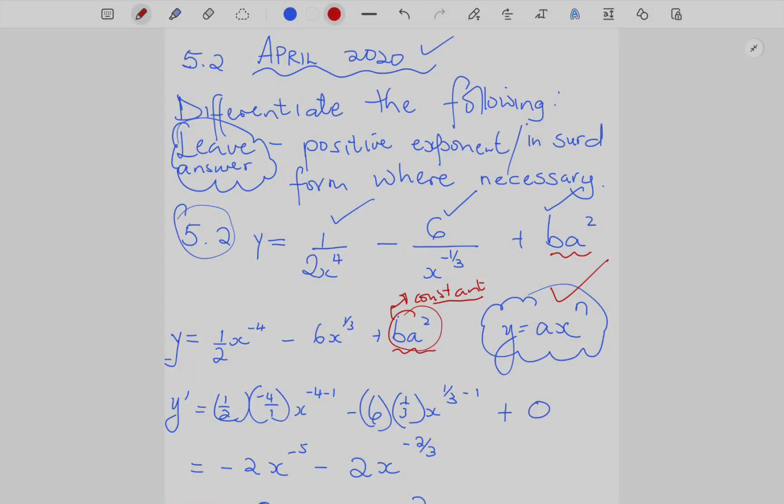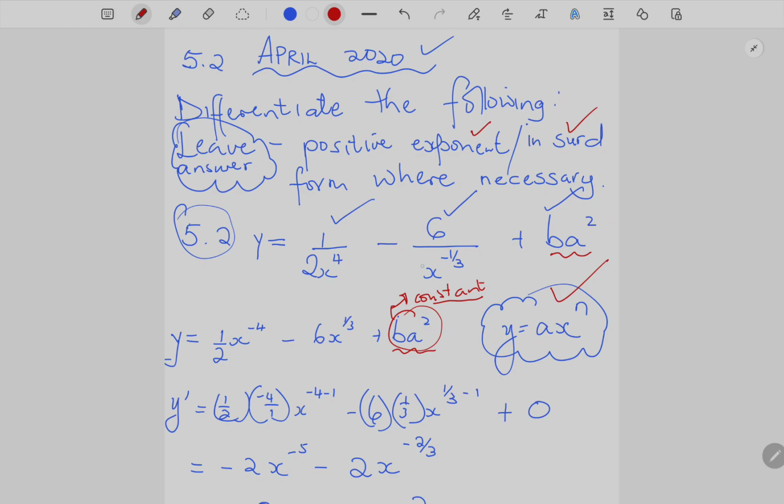Okay, now students, we're going to do question 5.2 from the April 2020 examination question paper. It says differentiate the following. Leave your answer with positive exponent or in surd form where necessary. 5.2 is given as y is equal to 1 over 2x to the power 4 minus 6 over x to the power negative 1 over 3 plus b a squared.